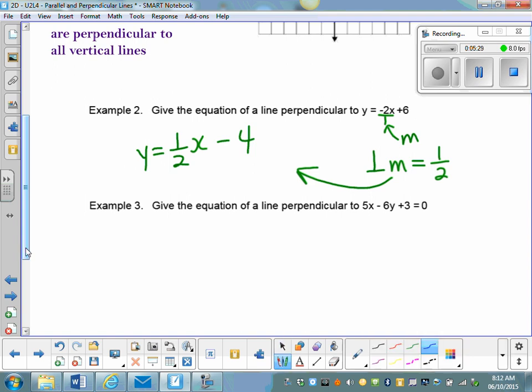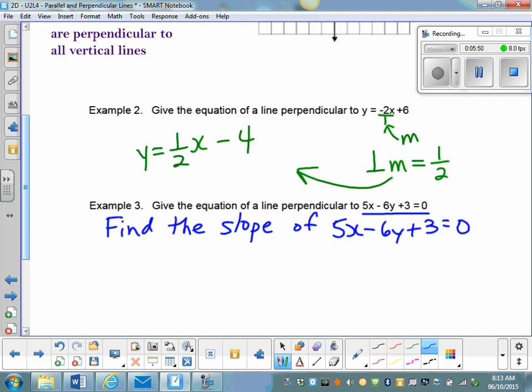Next one, give the equation of a line that's perpendicular to this equation here. So it's in standard form. So I can't pick out the slope like I can with the one in example 2. So I need to find the slope of 5x minus 6y plus 3 equals 0. There's a couple of ways I can do that. One way is I can rearrange that equation to solve for y. So right now I've got a negative 6y. I'm going to move it to the other side of the equal sign. So that becomes a plus 6y on the other side. And remember, I just want to solve for y here. I want to change this into slope y-intercept form.